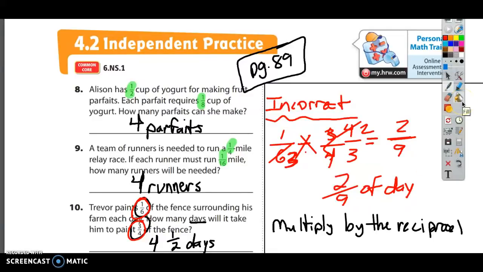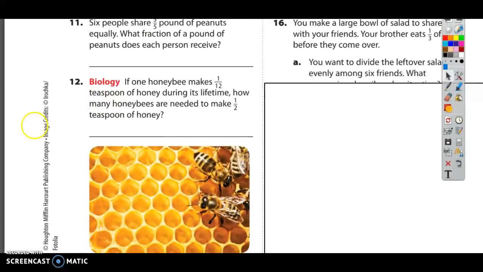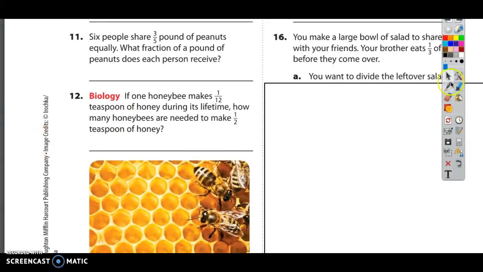So the whole point is this. If you ever set it up backwards, you're going to get an answer that doesn't make sense, and then you need to notice that. All right, let's go ahead and move on. Numbers 11 and 12 we'll do right here.